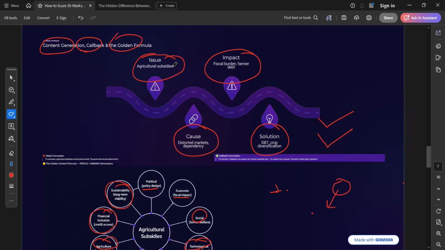I'm not saying these are the points. I'm not here to give you content, but to show how you can think. What is the issue? What are its causes? What can be its impact? Impact can be multidimensional. Think about it. What are the costs? Costs can also be multidimensional. And solutions: what are the different committee suggestions?